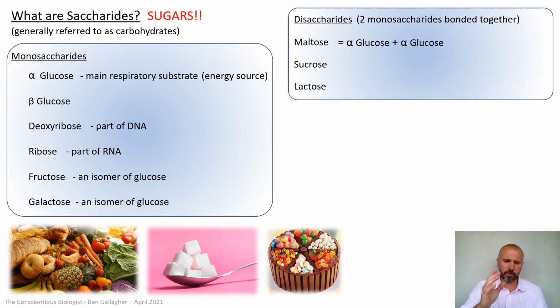Okay, sucrose is an alpha glucose and fructose, so the isomer. That's the most common fruit sugar. It's what plants tend to transport in their sap, in the xylem. So sucrose is another one.